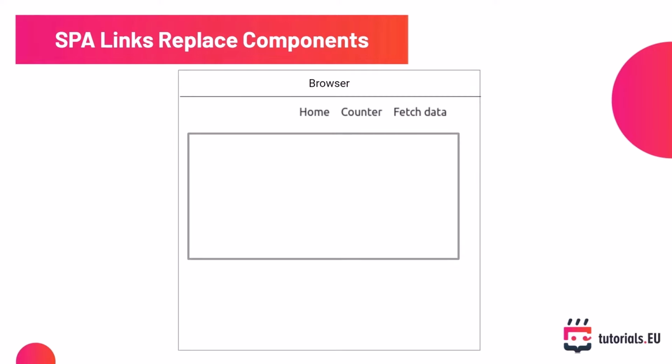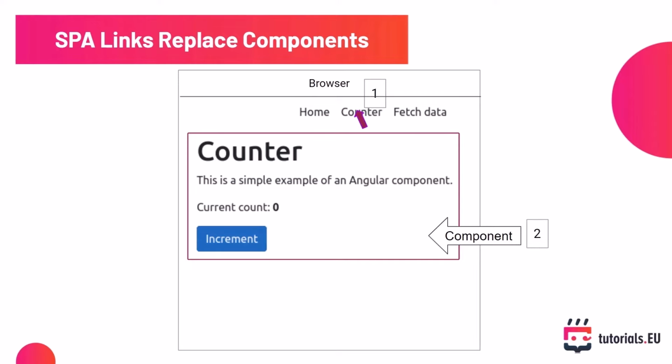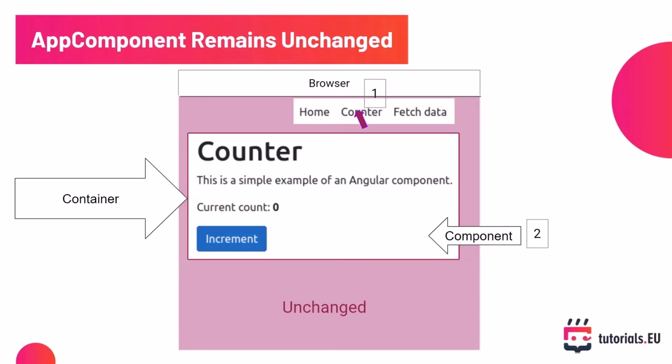Page navigation mechanism is different in single page applications though. When you click the counter link in the default application, the counter component is loaded to a specific portion of the page and the rest of the page remains unchanged.